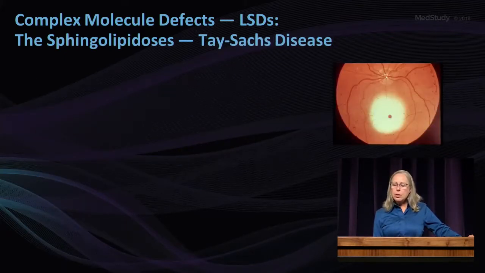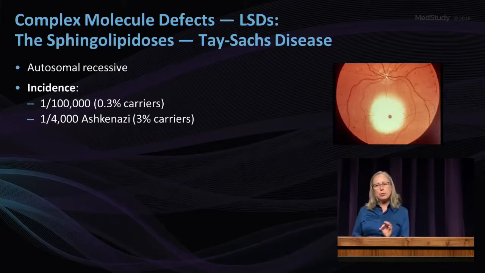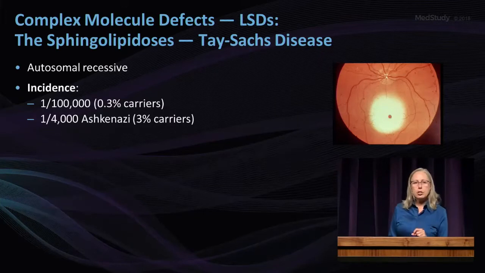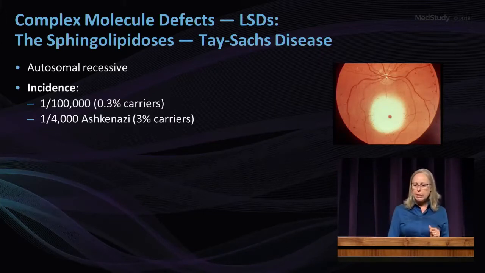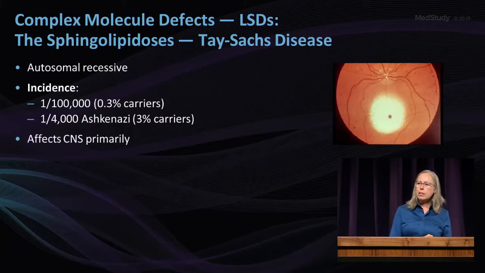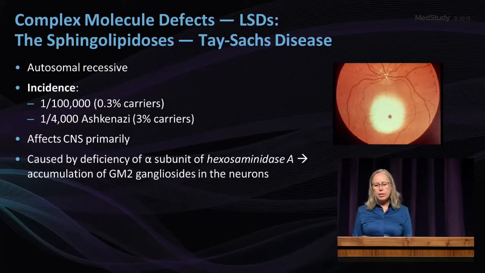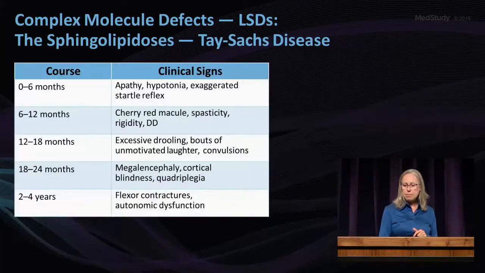The most well-known of the sphingolipidoses is Tay-Sachs. It's autosomal recessive, and the incidence is about 1 in 100,000, so about 0.3% of the general population are carriers. It is enriched in the Ashkenazi population with 1 in 4,000, and 3% of people are carriers. It primarily affects the CNS, and it's caused by a deficiency of the alpha subunit of hexosaminidase A, and it gives you accumulation of a GM2 ganglioside in the neurons.